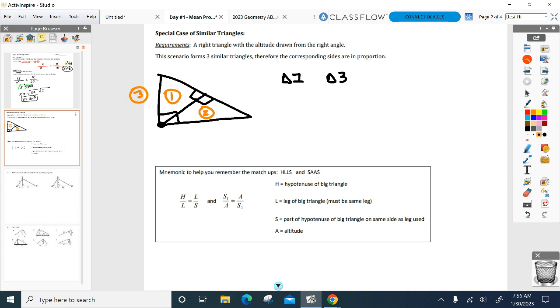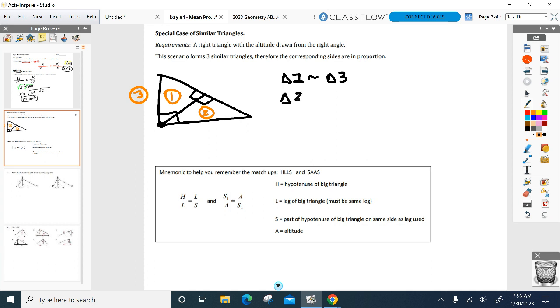What can we say about the two triangles then? Why? By what method? Everyone, angle, angle? The right angles and the reflexive one. So triangle 1 is similar to triangle 3 by angle, angle. All right, let's keep going.